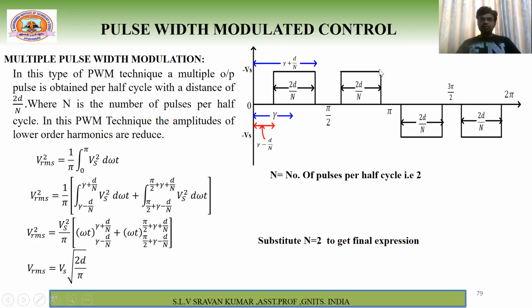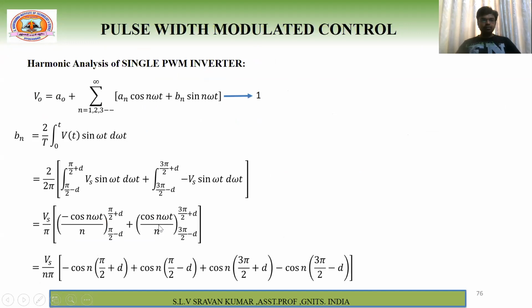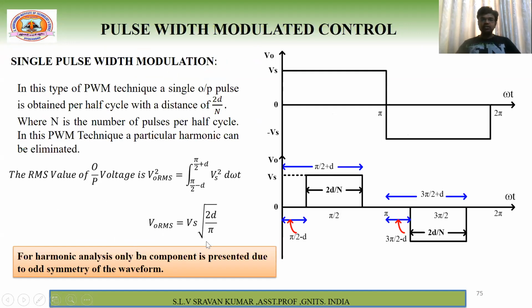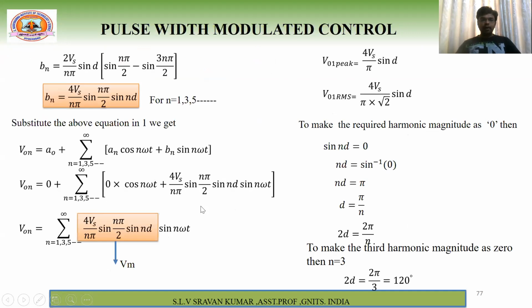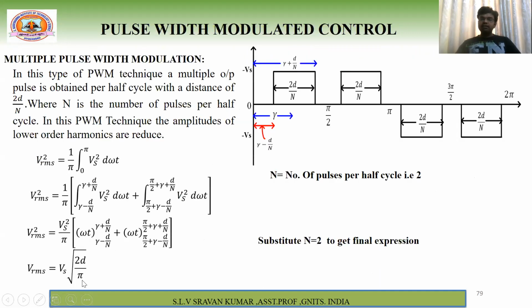And what about this one? Pi by 2 plus gamma plus d by n, Vs squared d omega t. If you simplify this, finally what you will get? Vrms is equal to Vs into square root of 2d by pi. See, this output voltage equation is similar to that of single pulse width modulation. The output voltage equation is the same as single pulse width modulation, right? Because n is equal to 2, just substitute n equal to 2, and finally we'll get this equation.